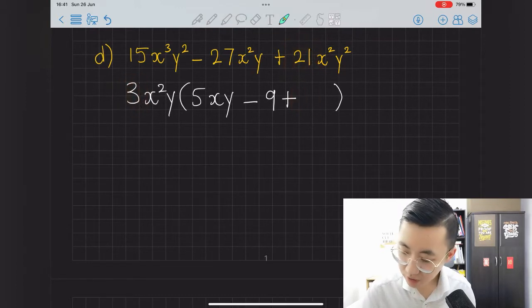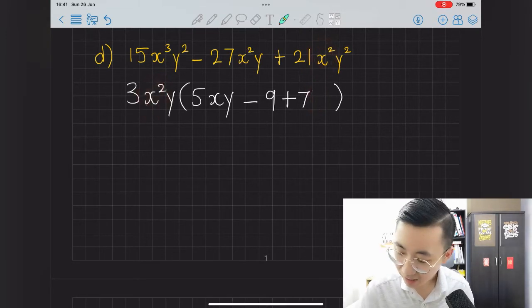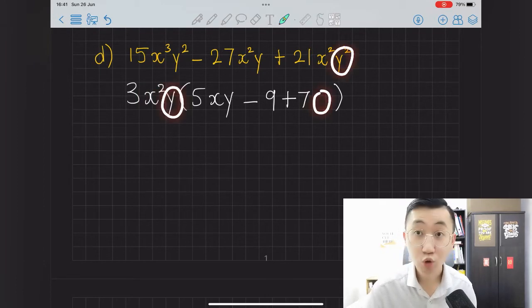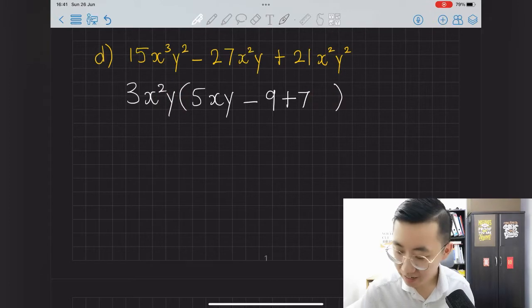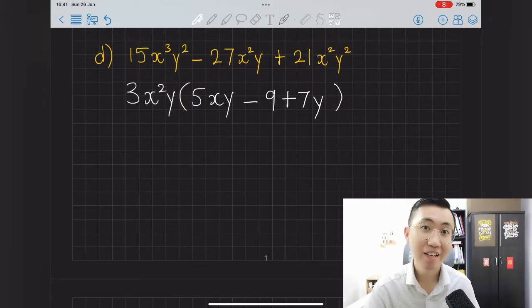So let's write 7. Alright, so next question is, what times x squared will get you x squared? No need to top up with anything. Alright, next, what times y will get me y squared? So I have to top up with another y. See that? So let's just write y. And that's how you do the last question, simple factorization.